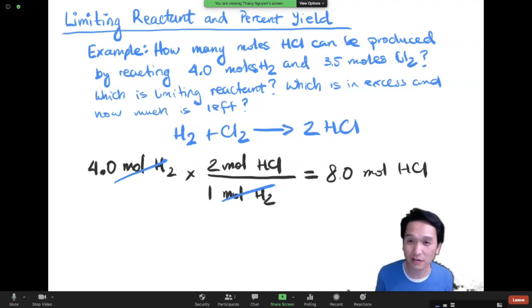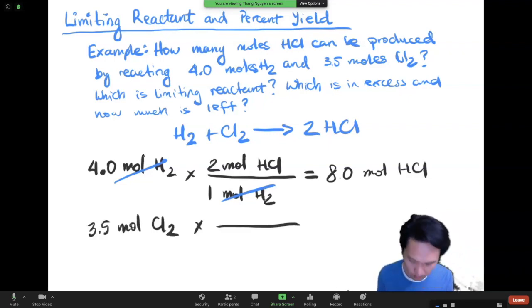Now let's go to scenario 2, where we start out with 3.5 moles of Cl2. Again, to convert moles of Cl2 to moles of HCl, we would need the mole ratio.